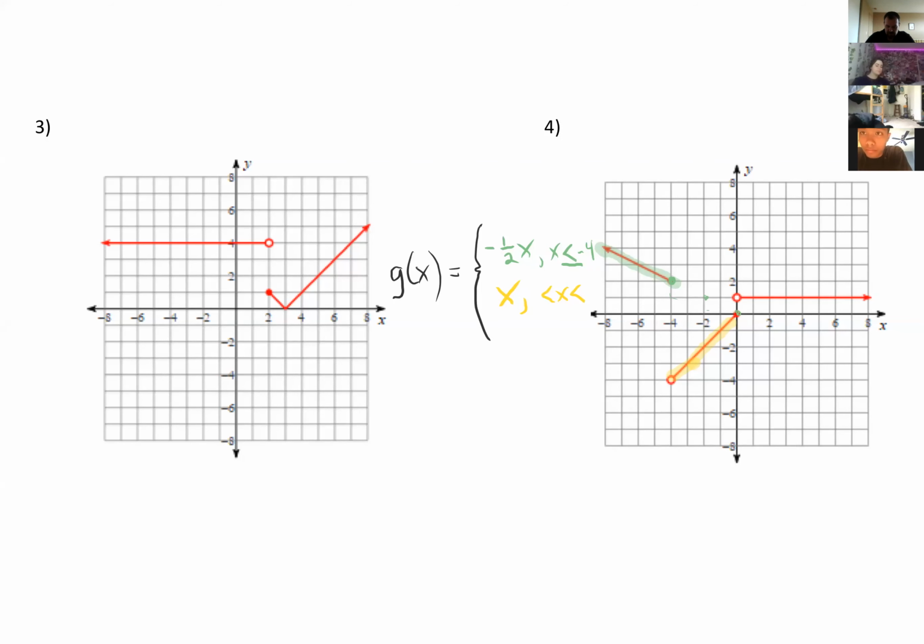Okay, so right here, what's the x coordinate of this point? Negative 4. What's the x coordinate of this point? 0. Do we include negative 4? No, because it's an open circle right here. Do we include 0? Yes, this one's filled in all the way. So I'm going to say less than or equal to 0. Okay, then for the last piece.